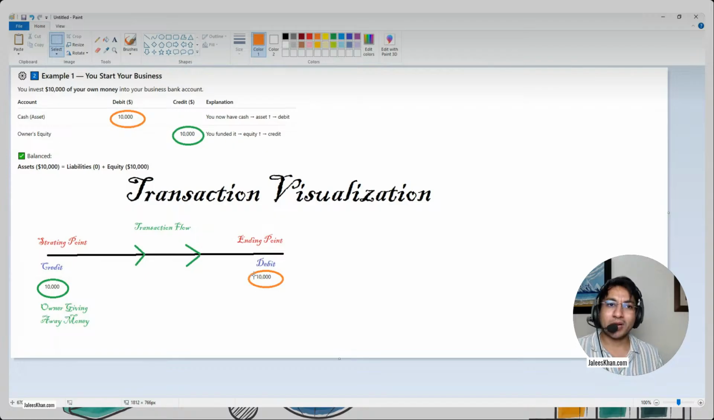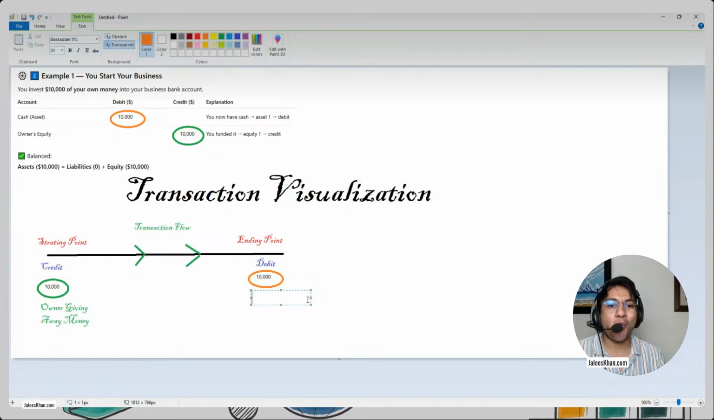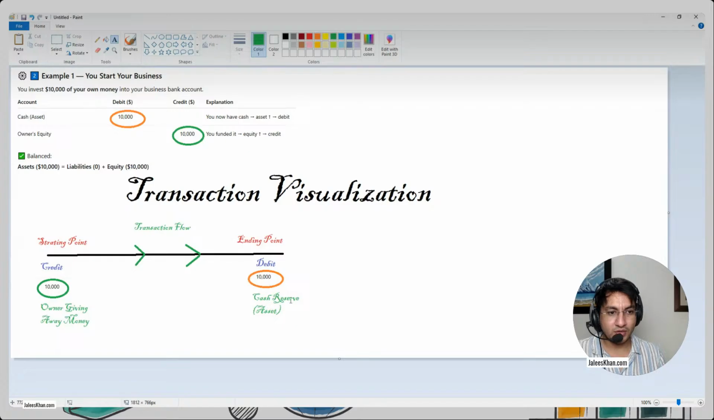So what happened is that it increases. Now the money which the owner deposited in the business is converted into the cash reserve, which comes under the asset class. So that's it, cash reserve.